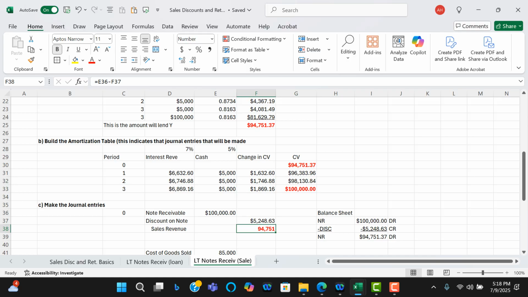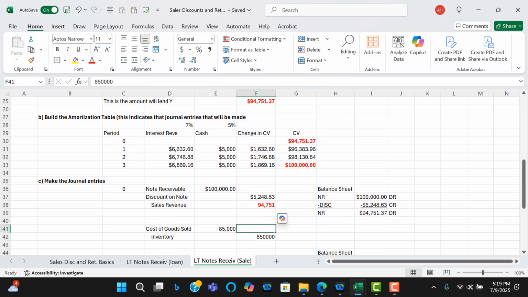The value of those payments today is $94,751, and you're willing to trade that truck for a note with a value today of $94,751. Now, the rest of those payments, the $5,000 payments, are actually the second source of revenue, which is interest revenue. Okay, so here is the way this is going to be recorded. Very similar to last time. You're going to debit note receivable for $100,000, which is the face value. You've got the discount on the note for 70, 52, 48, 63, same as last time. But you're going to credit sales revenue for 94,751.